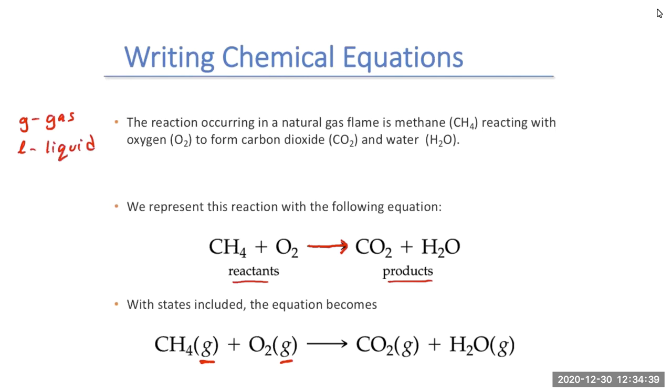It could be a 1. S for solid. And then if it's dissolved in water, we write AQ for aqueous. So one of these 4 states is what you have to put in parentheses after each compound. And then once you do that, now you have a good chemical equation.